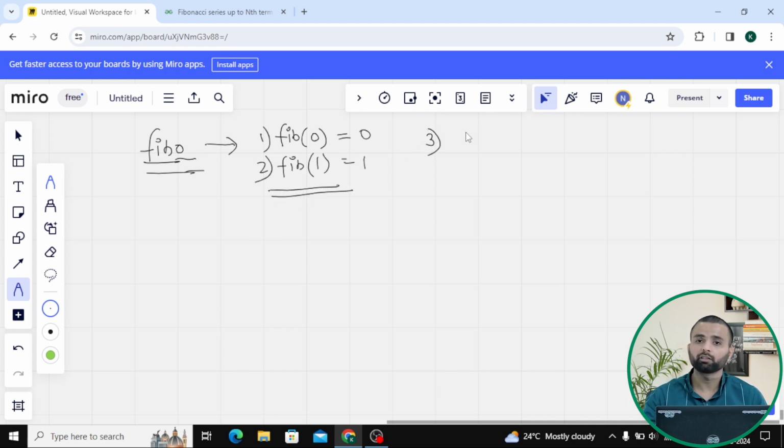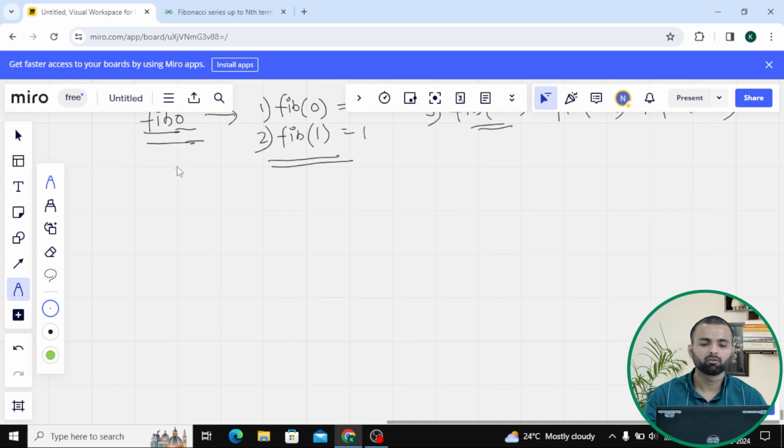Third, if you want to find any position in Fibonacci, what's the formula? The formula is go one step back plus go second step back, take two steps back. So if we want to find the nth number in the Fibonacci, you have to add the previous two numbers. That's the nth number in Fibonacci, right? I hope you understand these 3 points.